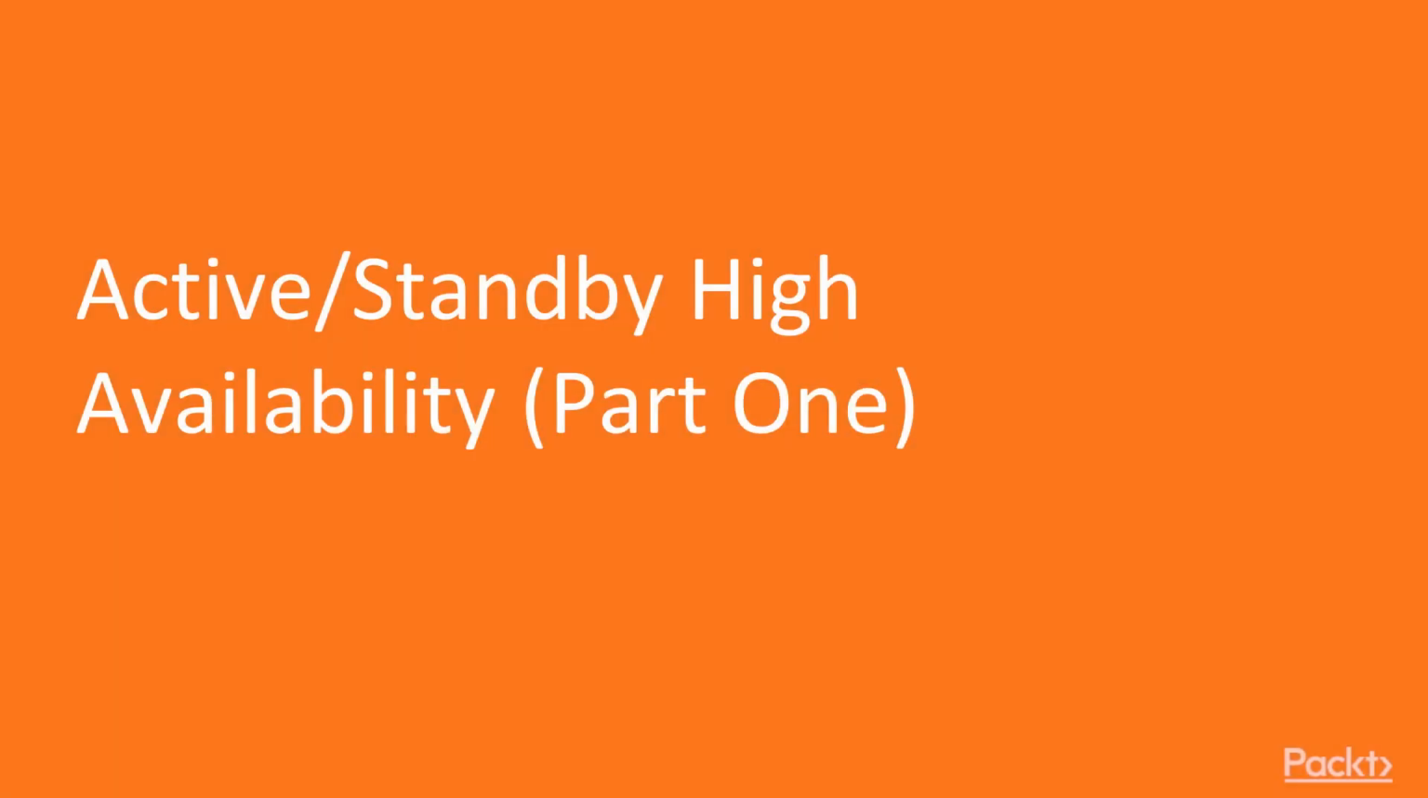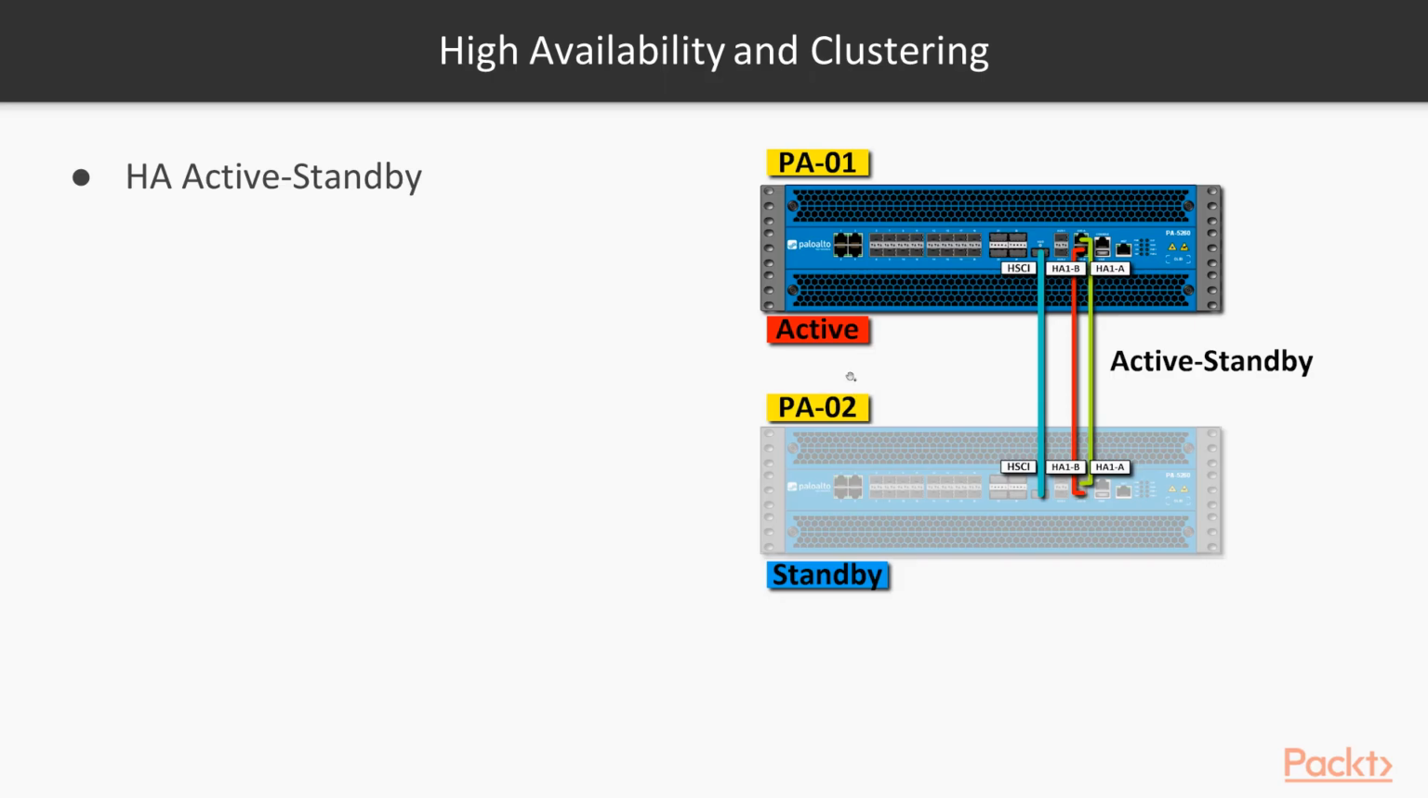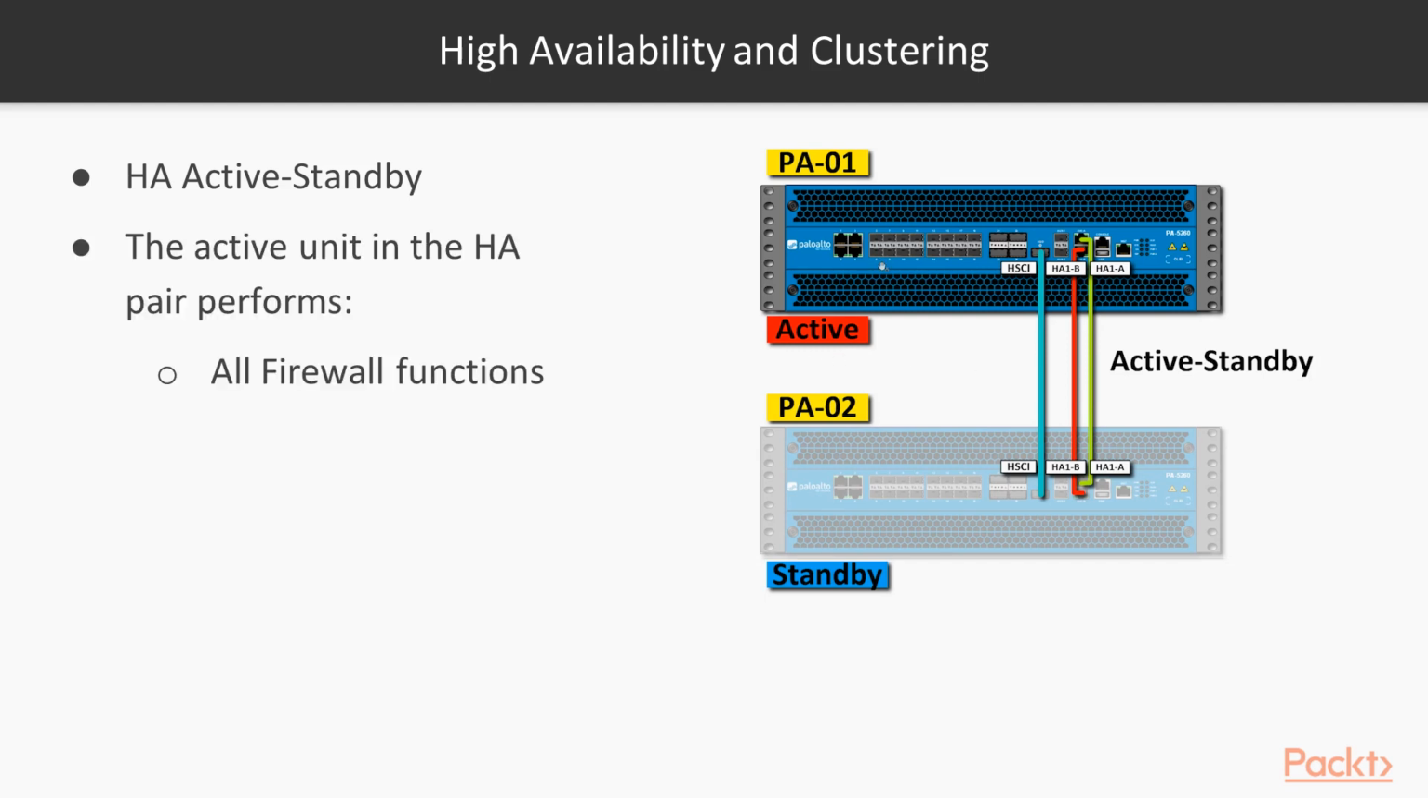Active Standby High Availability. Okay, everyone, let's see what we got for today. We have two firewalls: PA01 and PA02. PA01 will be our active unit in our highly available cluster. We want to make sure that we have redundancy in our environment, and we don't want to have to deal with an outage, because this is a very, very critical device.